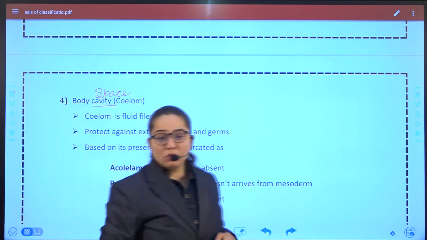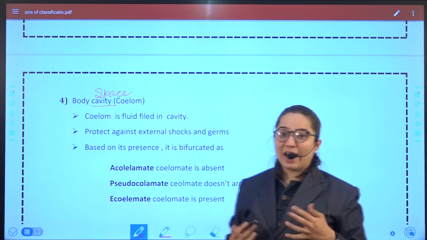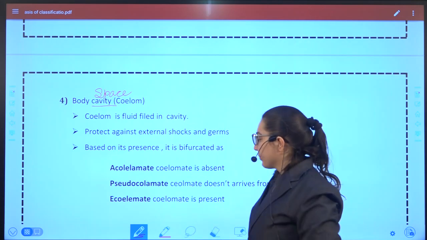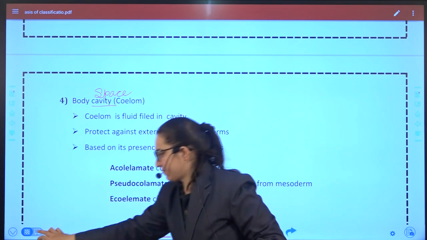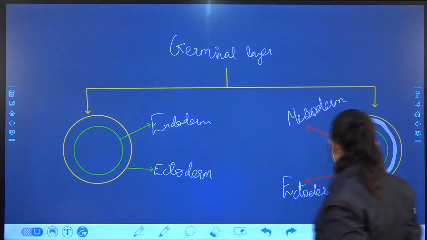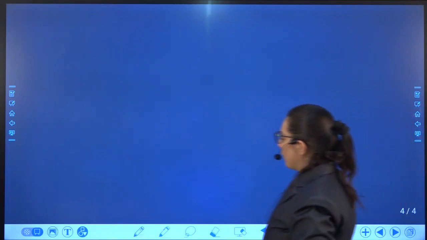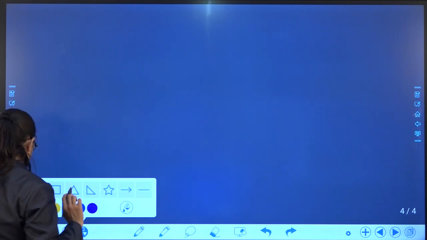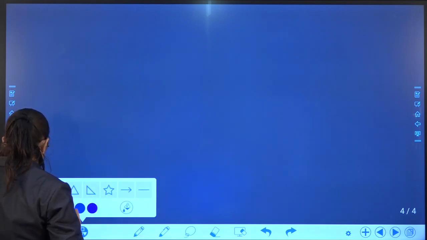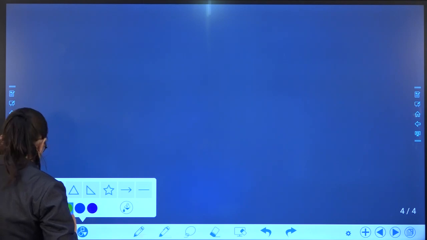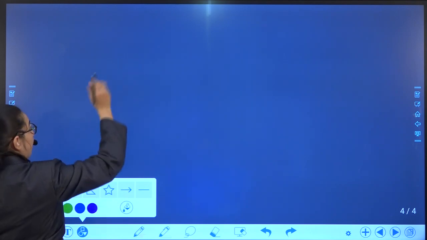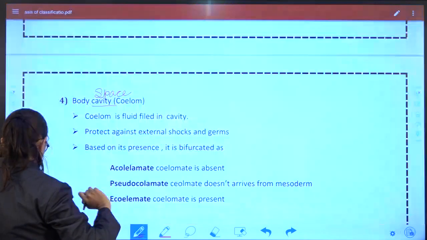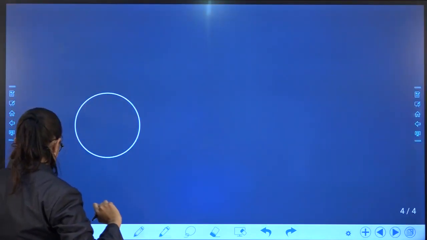If we talk about what is this body cavity and all about it, for that we need to understand over here. We have learnt about two things, that is diploblastic and triploblastic, right?